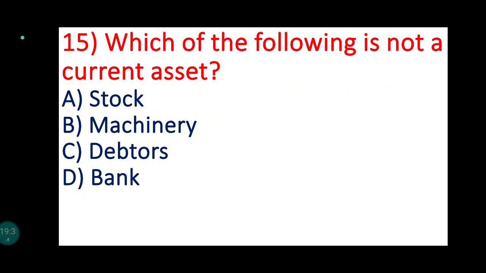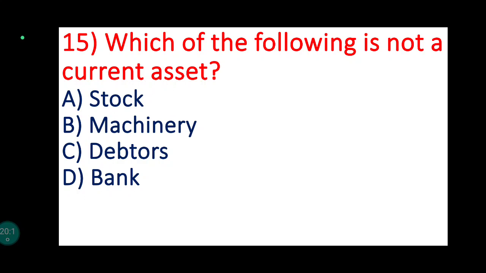Point number 15. Which of the following is not a current asset? Answers are given: stock, machinery, debtors and bank. See, current asset means assets which are likely to be converted into cash before the end of the current year, for example stock, debtors, cash at bank, cash in hand. Current assets are expected to be realized in the business normal operating cycle. They are held for the purpose of trading and dues settled within 12 months.